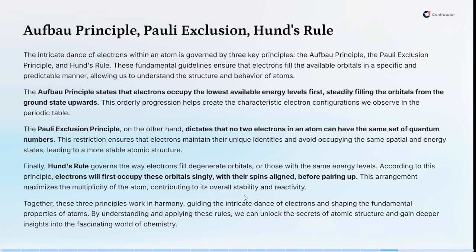This principle is explaining that when electrons fill orbitals around the nucleus, they will start by filling the lowest available energy level first. That's the energy level with n equal to one.